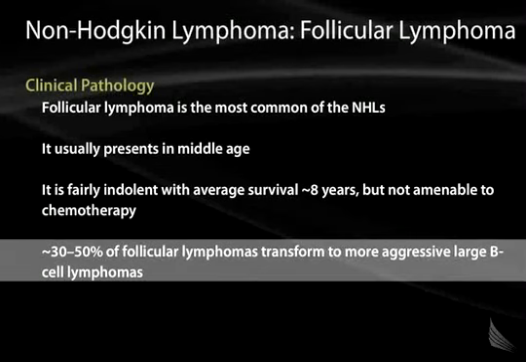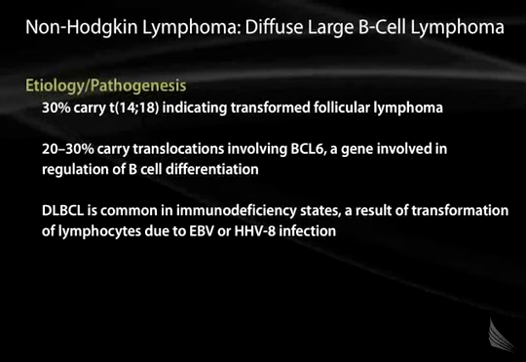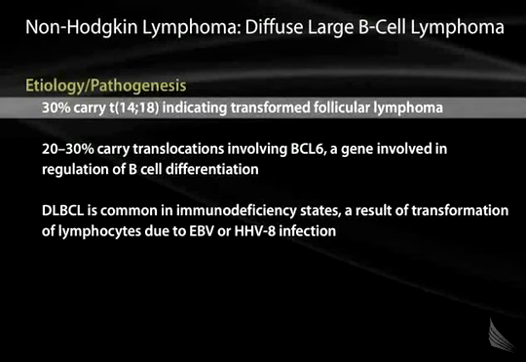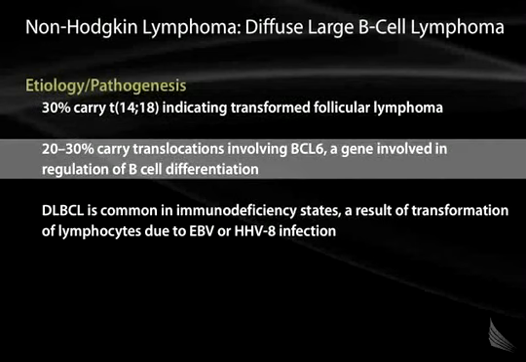30 to 50% of follicular lymphomas can transform to the more aggressive large B-cell lymphoma, which, though more amenable to some types of chemotherapy, oftentimes grows very rapidly and can outstrip even our best in terms of therapy. Of the diffuse large B-cell lymphomas, those that are transformed follicular lymphomas, that 30% do carry the translocation 14;18. Another 30% carry translocations involving BCL6, a gene that is involved in the regulation of the maturation and differentiation of normal B cells.